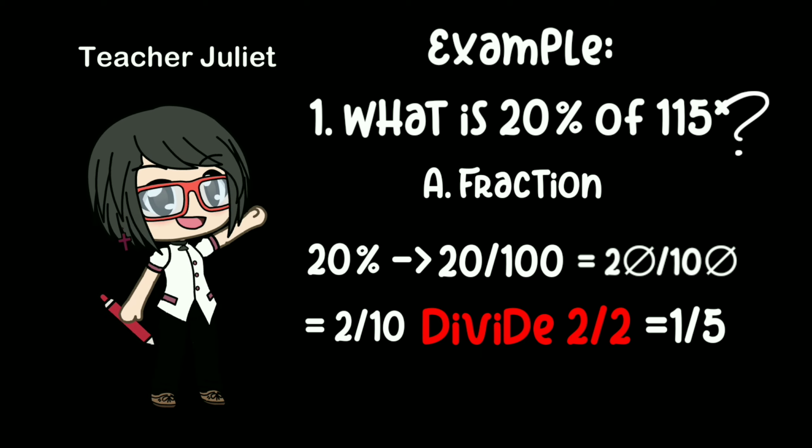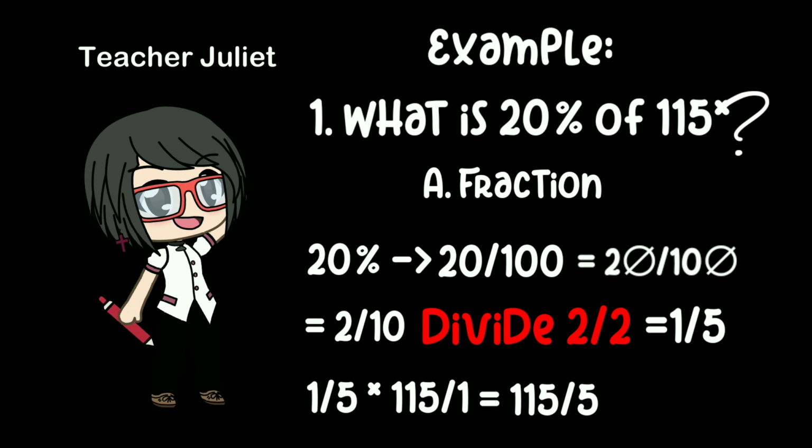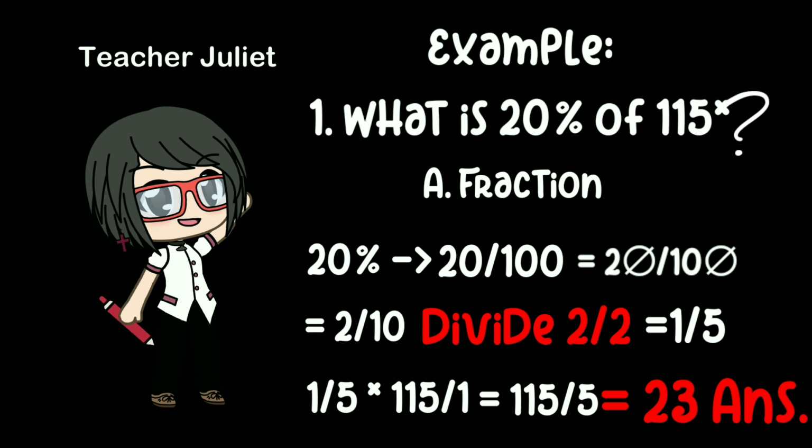The result will be 1/5 multiplied by 115. We change 115 to a fraction by writing 1 in the denominator. Again, 1 over 5 multiplied by 115 over 1 is equal to 115 over 5. To divide 115 by 5, the answer is 23. Therefore, our answer is 23.